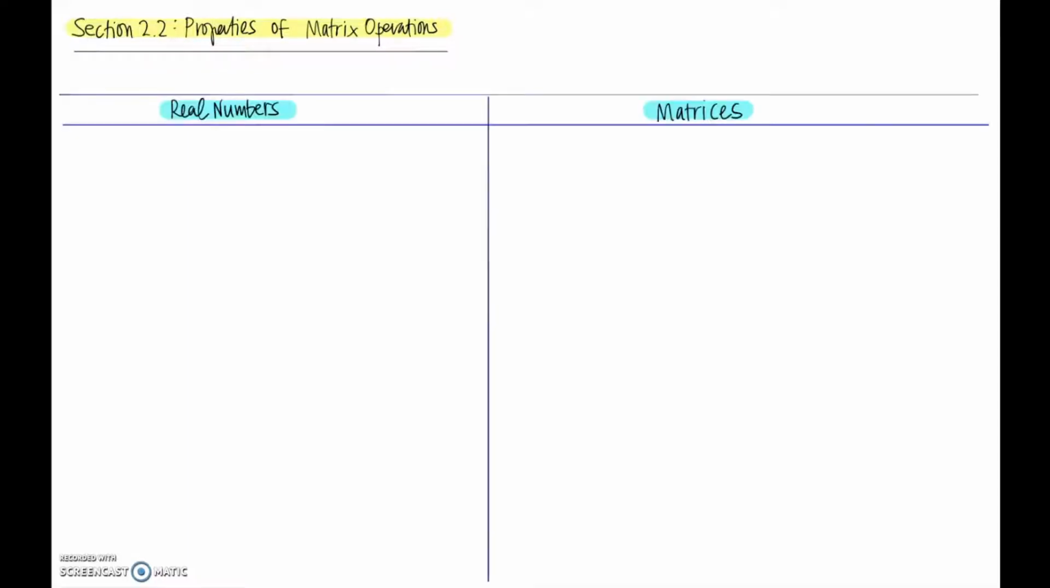And here in this section, we look a little bit at the nitty-gritty of what's legal and what's not legal and what works out in a way that we think it should. We're just going to look at some examples of really the properties of those operations. We're going to do a little comparing and contrasting between real numbers and matrices. We want to see which properties from real numbers will still work with matrices, and we want to especially highlight the properties in real numbers that don't work with matrices.